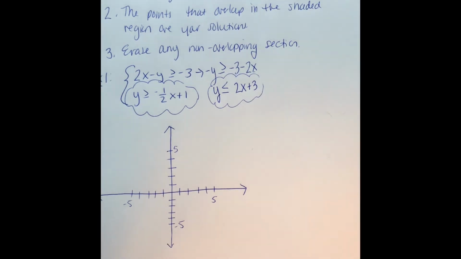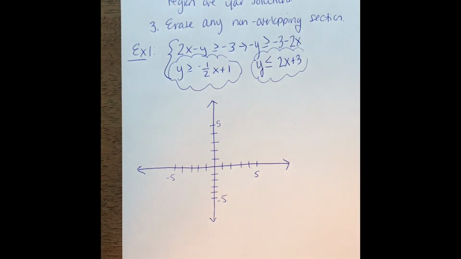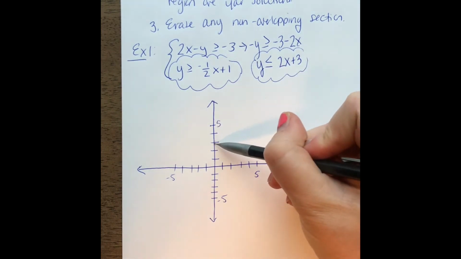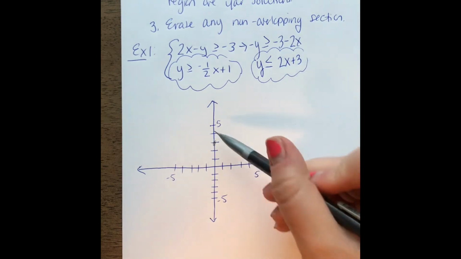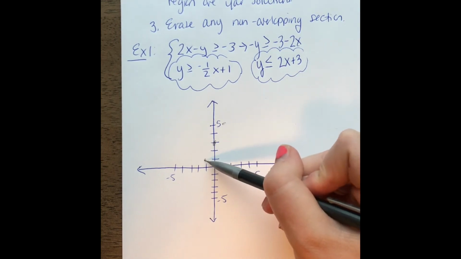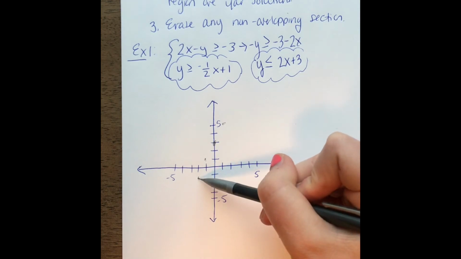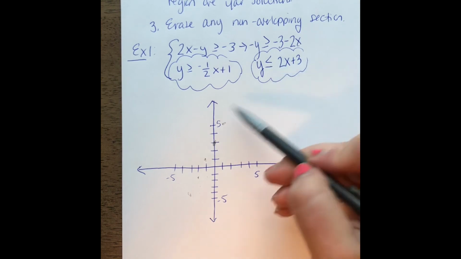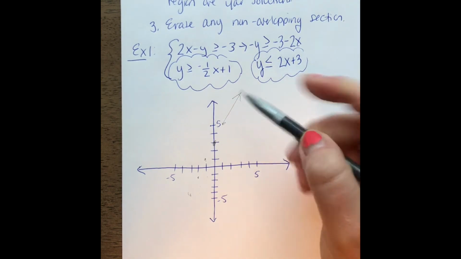My suggestion when you graph these is to graph them using a pencil. When I go to graph y is less than or equal to 2x plus 3, the y-intercept is 3, and the slope is 2. Up 2 over 1, or down 2 over 1. And because it's less than or equal to, it's going to be a solid line.